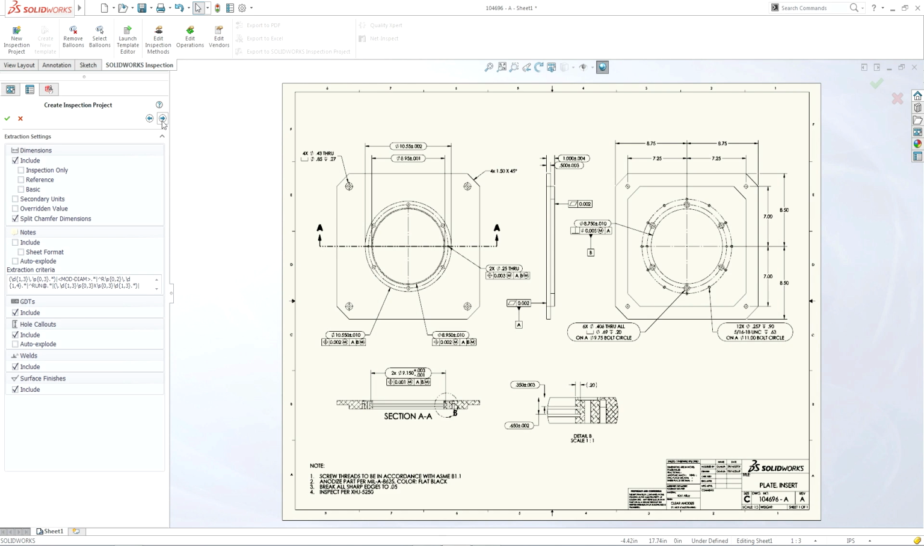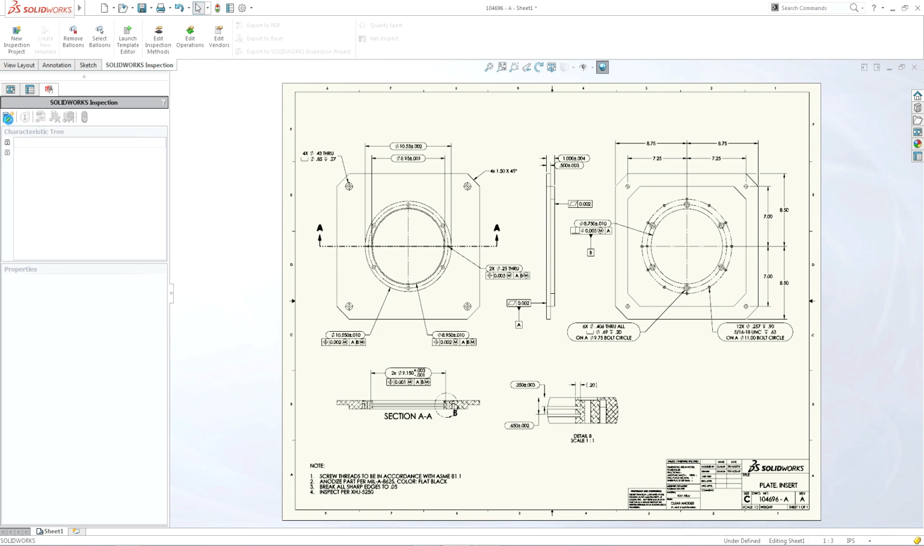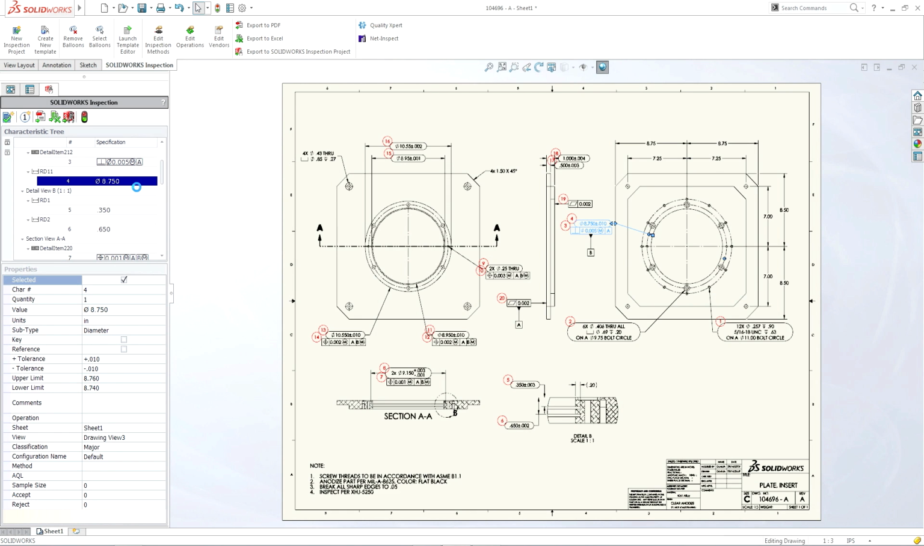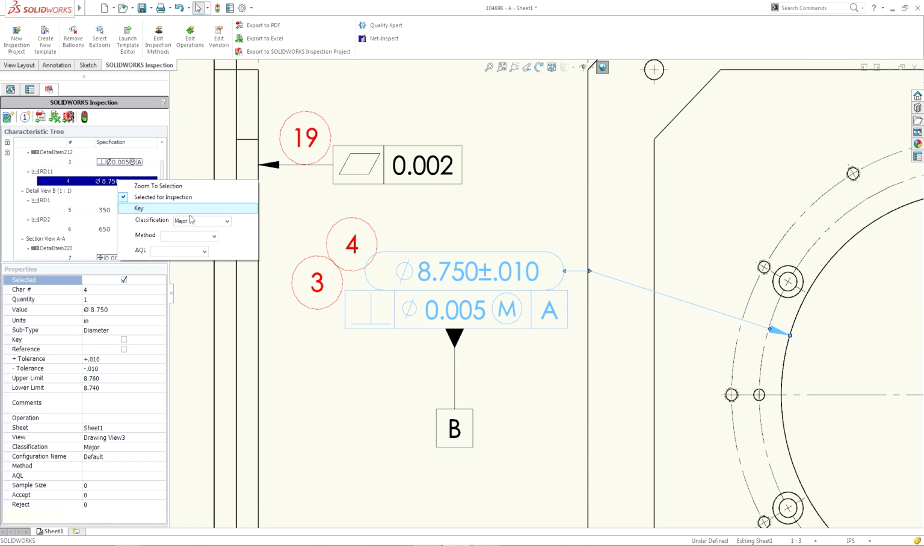process. Replacing the traditional task of manual ballooning, SolidWorks Inspection automatically balloons all of the drawing dimensions chosen based on your personal preferences, taking seconds instead of hours. At any time, you could refine the inspection document further by tagging key dimensions and modifying tolerance information.